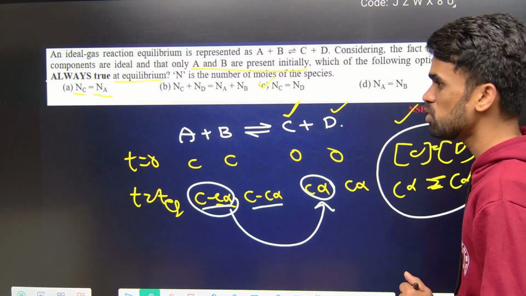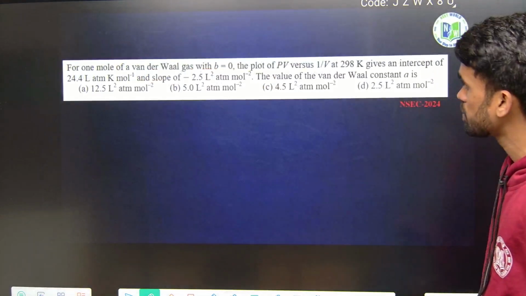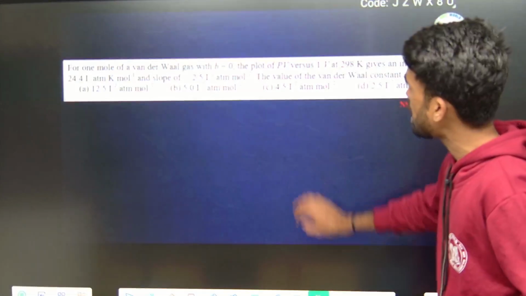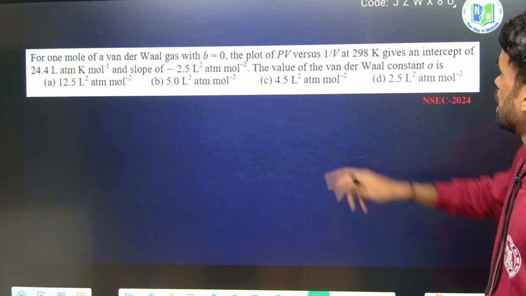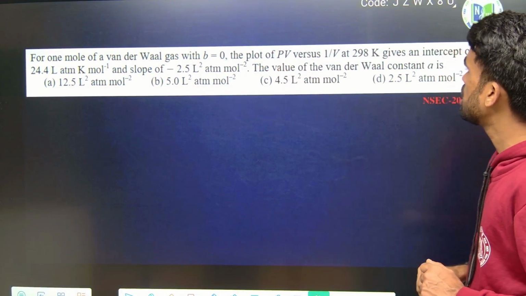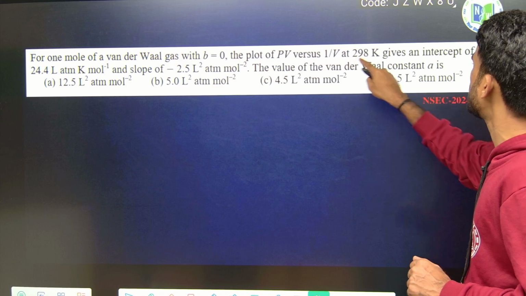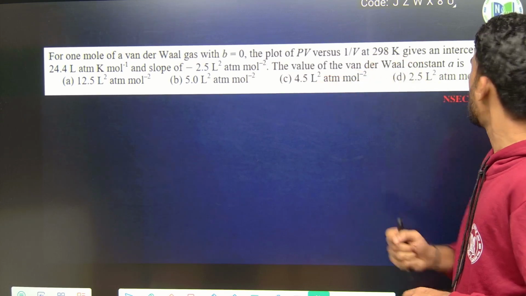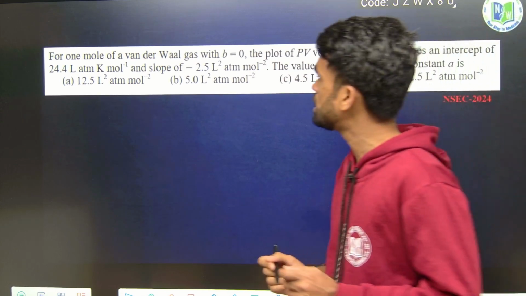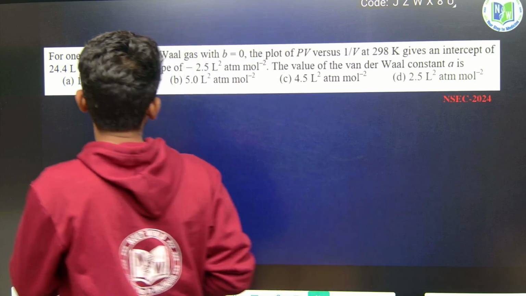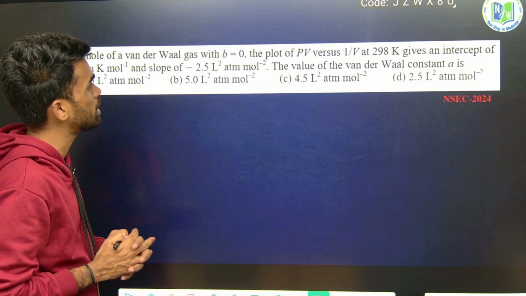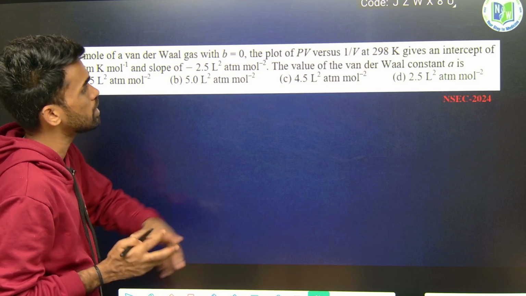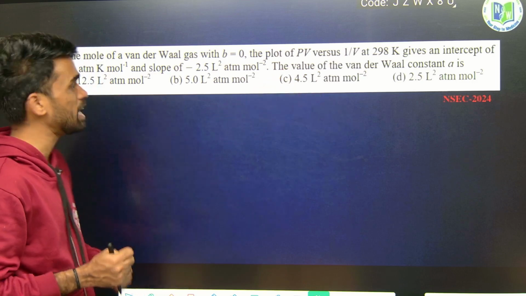Let us move forward with a few more questions here. For 1 mole of a van der Waals gas with B equal to 0, the plot of PV versus 1 by V at 298 Kelvin gives an intercept of 24.4 liter atm per mole and a slope of minus 2.5 liter square atm mole inverse square. The value of van der Waals constant A is?